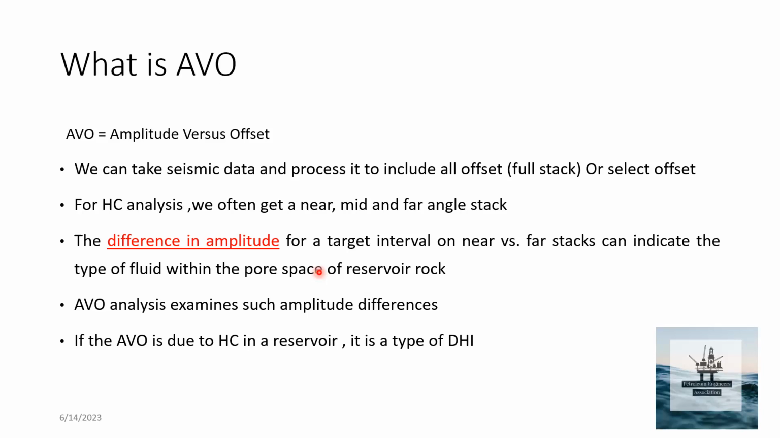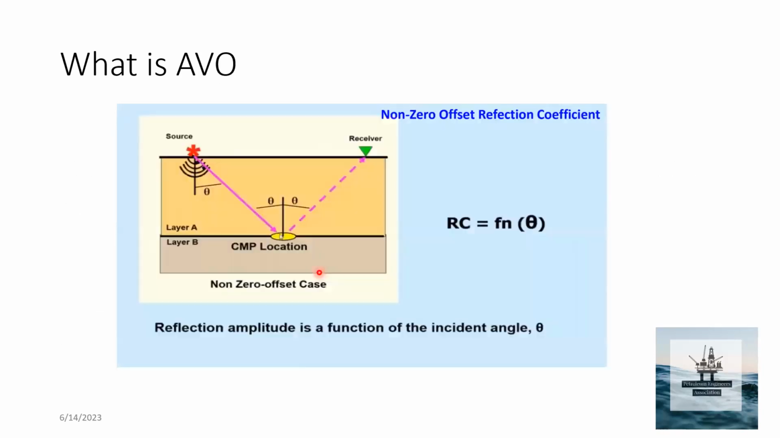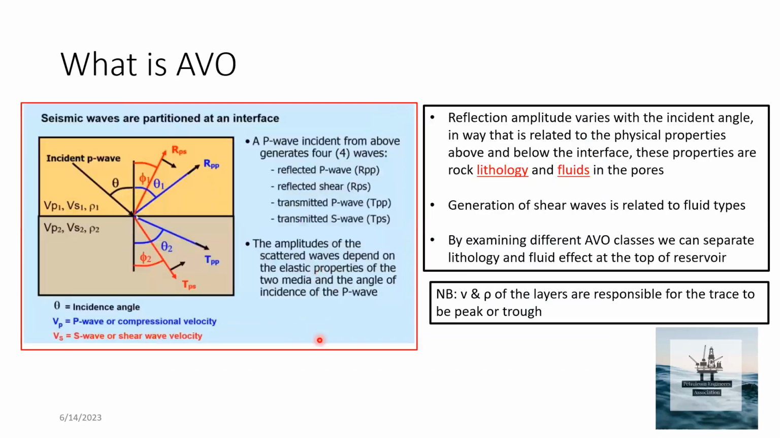How is this done? First, let me explain to you what the AVO is. The reflection amplitude varies with the incident angle. We talked about Snell's law and the incident angle and the angle of reflection on a flat horizon. Reflection amplitude varies with the incident angle in a way that is related to the physical properties above and below the interface. These properties are lithology and fluid in the pores.